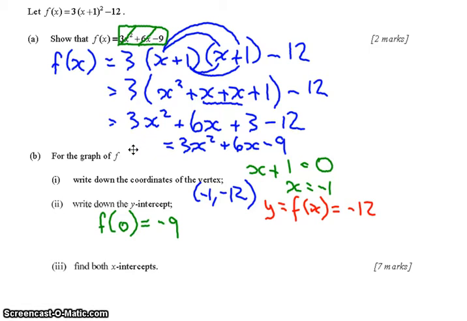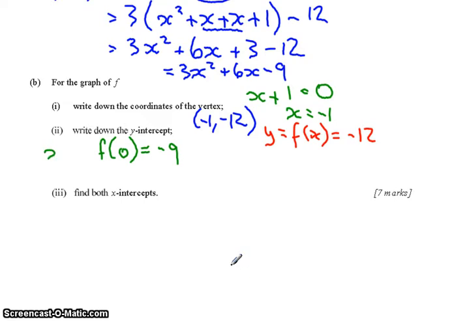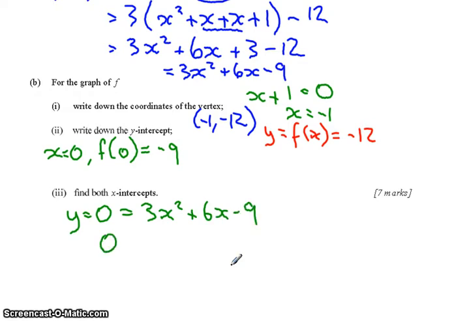Find both x-intercepts. Well, that is when y equals 0, so this was x equals 0, y equals 0. That means we've got 3x squared plus 6x minus 9 is equal to 0. Well, we could factorise it like this, but it's not easy. Or we can divide everything by 3. And now instead of having 3x squared, we've just got x squared.